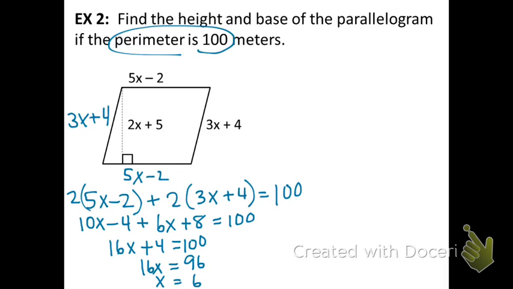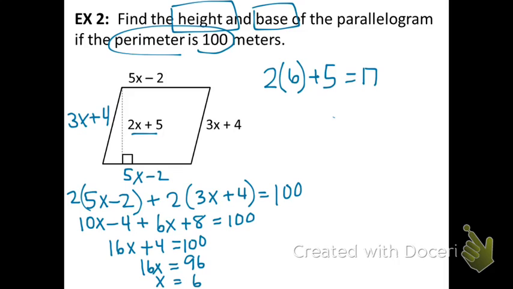It says find the height and the base. So really we're looking for the height and the base. So our height has a length of 2x plus 5. So we're going to replace that x with a 6. That's what we just found. And then add 5, 2x plus 5. So 12 plus 5 equals 17. That is our height. And then our base is that 5x minus 2.